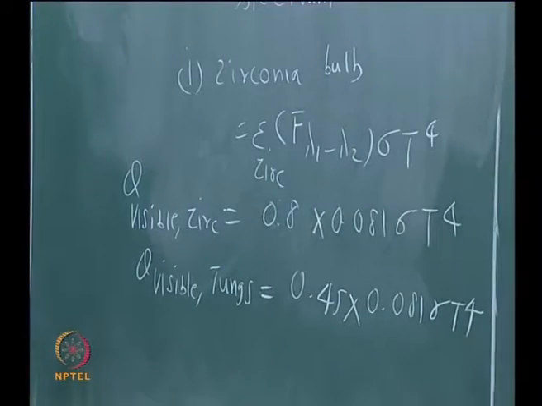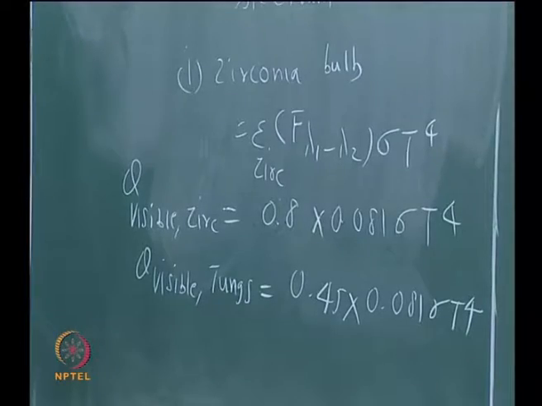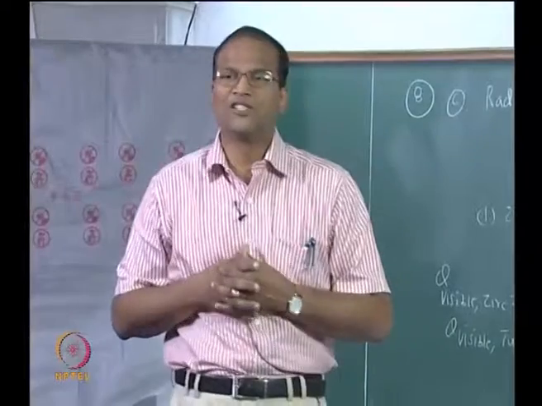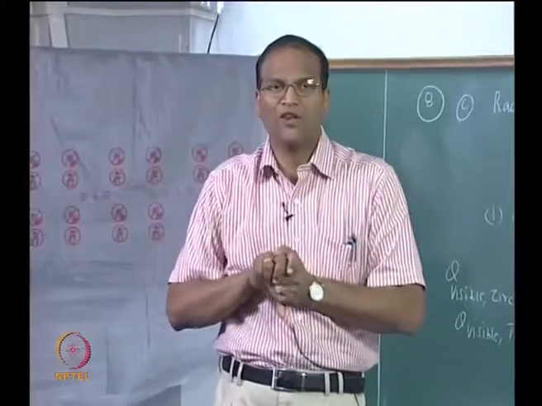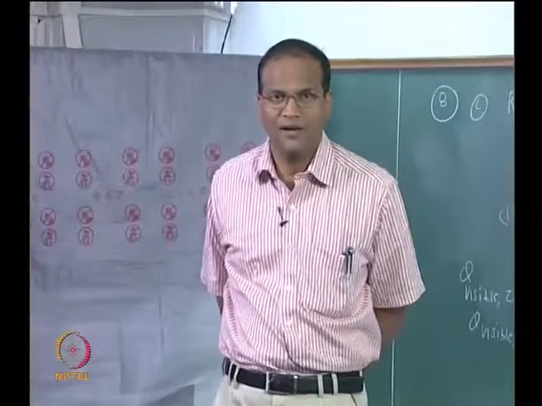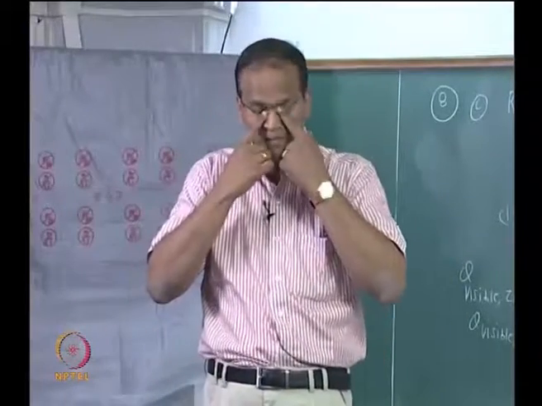And its power consumption is also 0.7. Zirconia is infinitely better than tungsten. Of course, cost and other things, availability, that is separate. Then you have to do what is called a multi-objective optimization. You have to do a Pareto plot and all that, right? You know what a Pareto plot is?